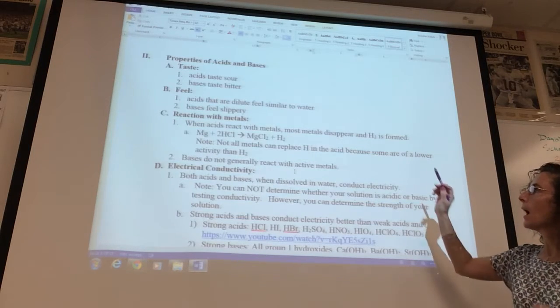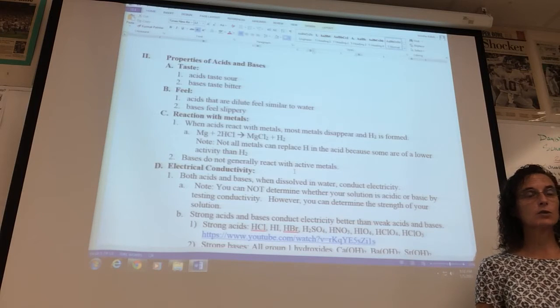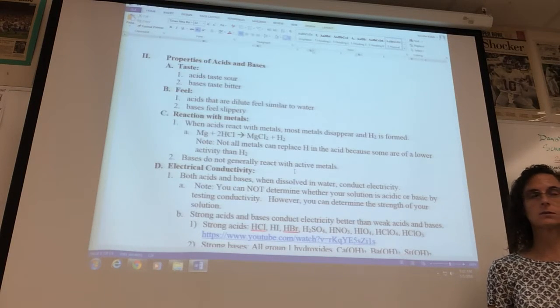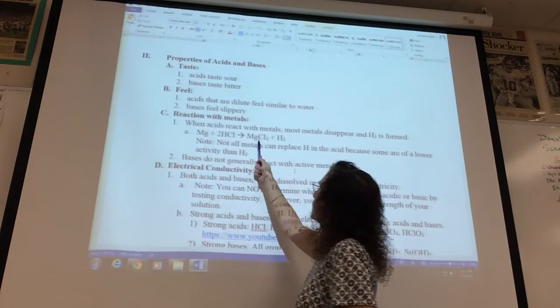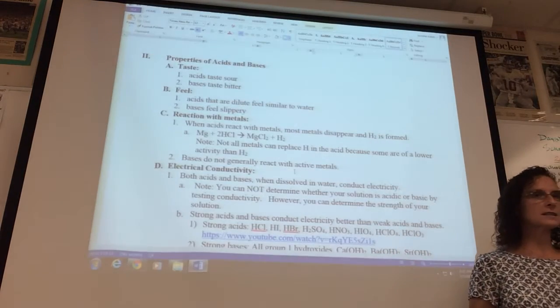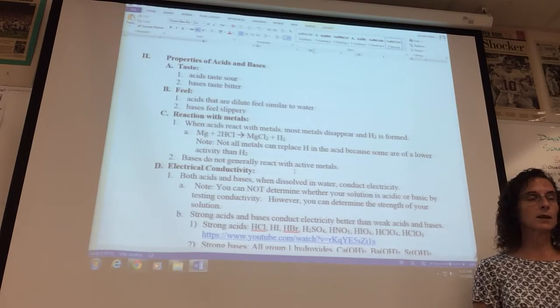All right. Acids and bases react with metals differently. You've seen a reaction of hydrochloric acid with metals. For example, magnesium with hydrochloric acid generates magnesium chloride and hydrogen gas. The lab we did in the first 9 weeks was zinc plus hydrochloric acid. This is a single replacement reaction.